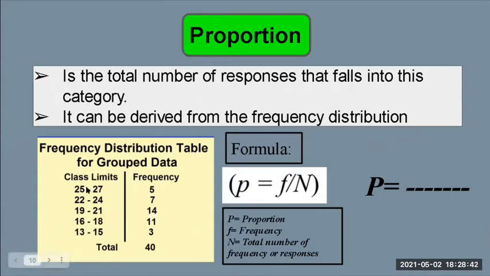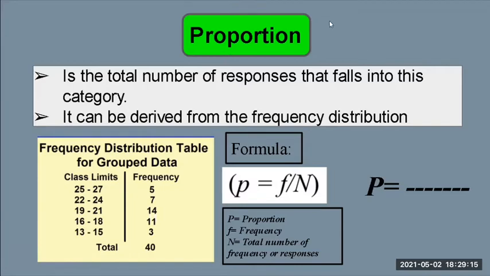Same participants, same frequency. Now we have a formula for the proportion, which is P is equals to F over N. So our F here stands for the frequency, P stands for the proportion, N stands for the total number of our frequency or participants. So I have mentioned a while ago that our participants are 40.